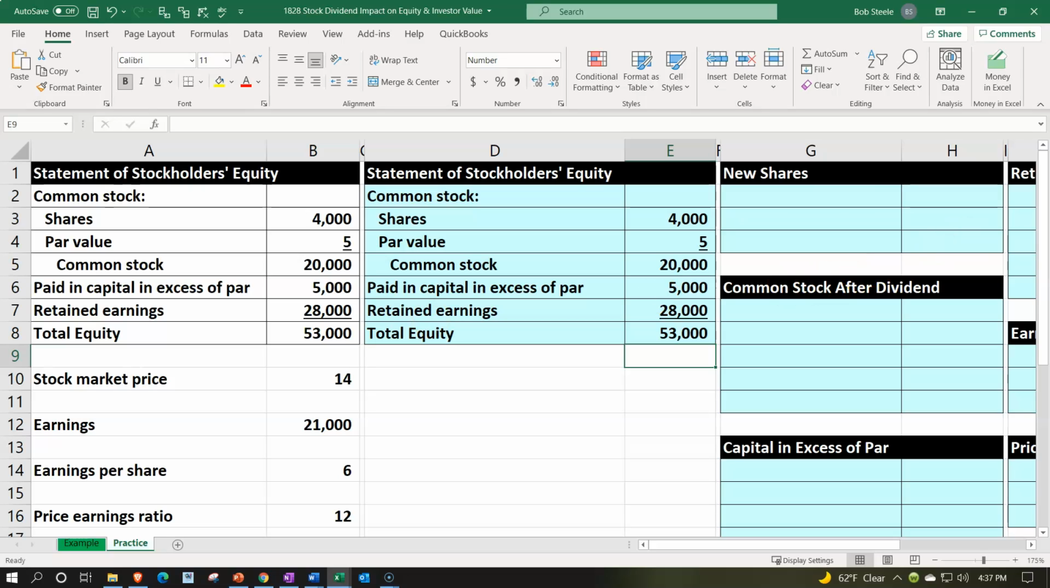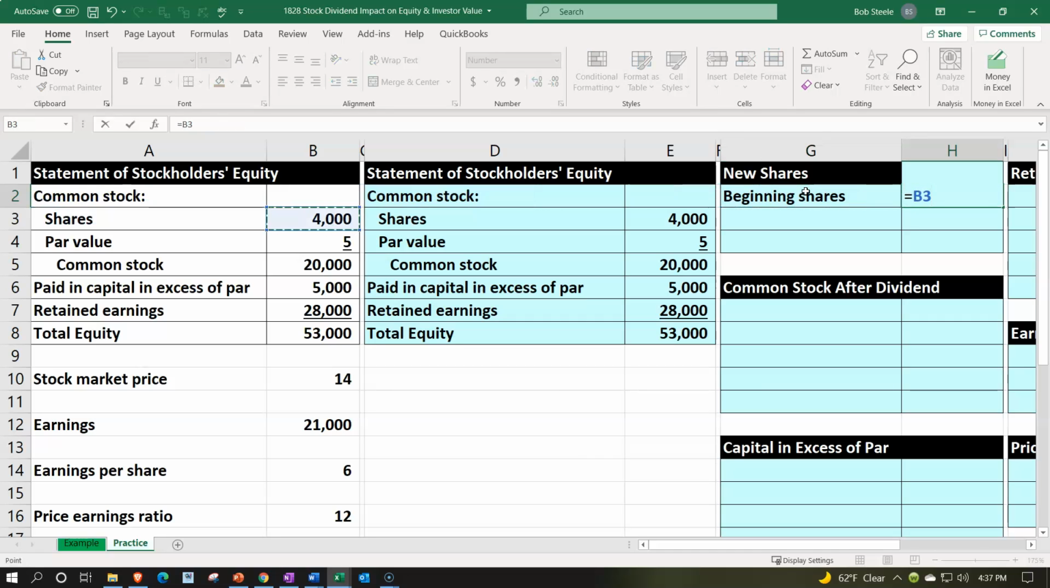Now we're going to do our calculations to the right, and then we'll adjust these sections as we do these calculations, or once we are done with them. So let's think about the new shares that are going to be out there. We have the original shares. Let's call it the beginning. Beginning shares are at, I'm going to pull this from over on this side. Don't pull this 4,000, but this 4,000.